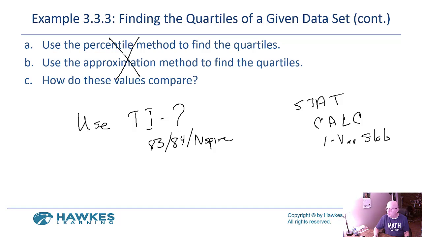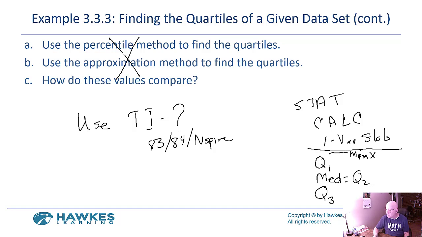And all you need to do is cursor down. I think you can cursor the whole way down to the bottom. You can get Q1, median, which is another way of saying Q2, and Q3. While you're at it, you might as well take note of two other things that are right next to it.